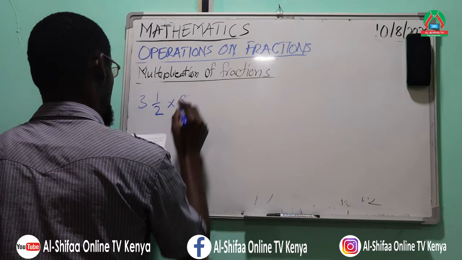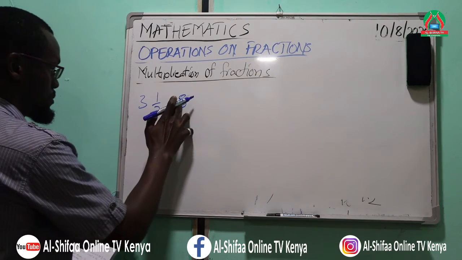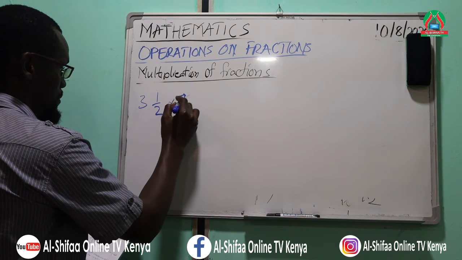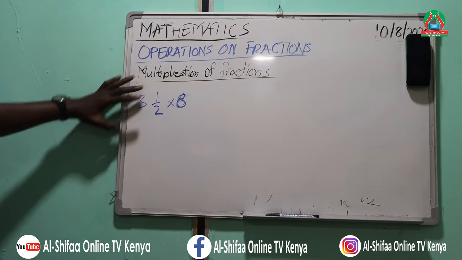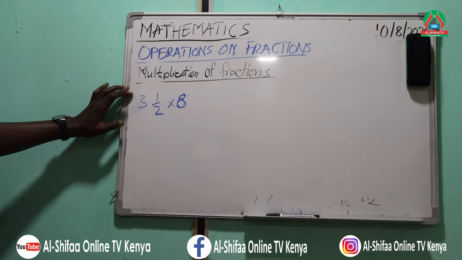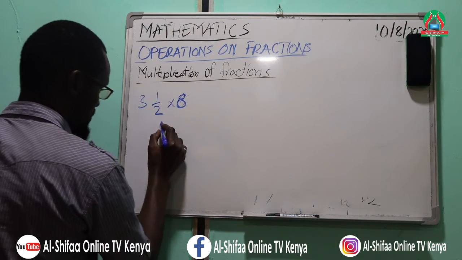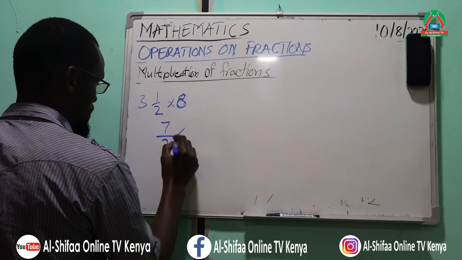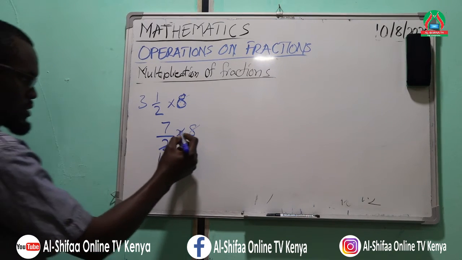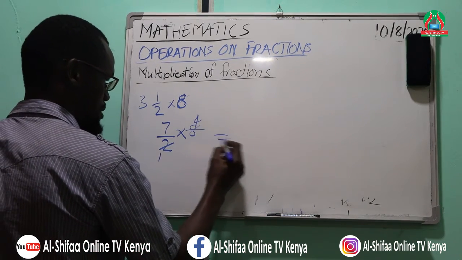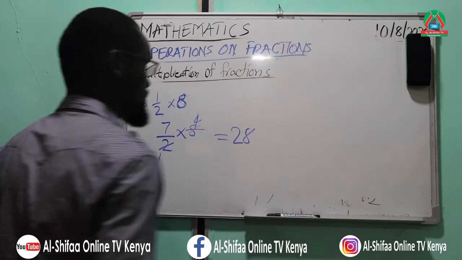Multiply by 8. 3 1/2 multiplied by 8. So first we'll change our mixed fraction into an improper fraction, whereby we take 2 multiplied by 3, it is 6, plus 1 becomes 7. 7 over 2 multiplied by 8. You can also cancel out, whereby 2 by 2 is 1, 8 by 2 becomes 4, and our answer, when we multiply the numerators, we will get 28.